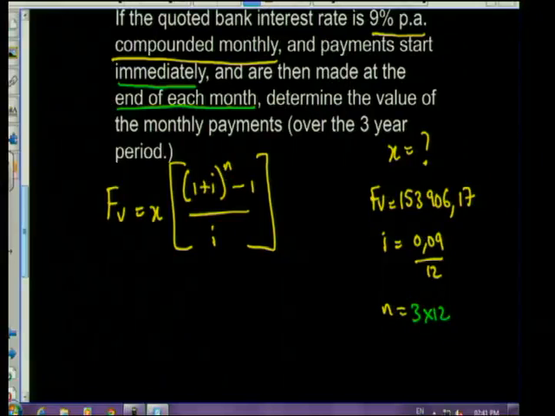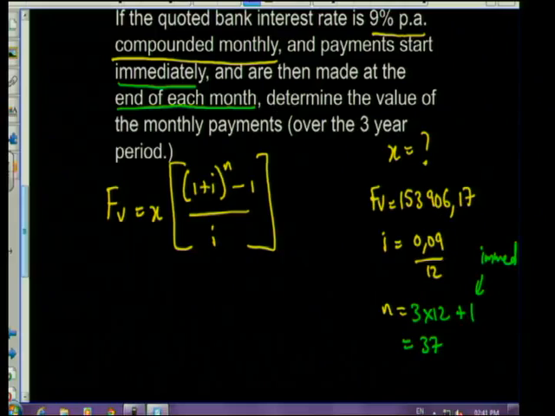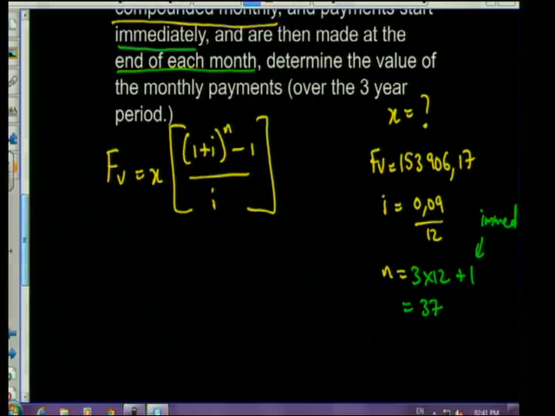Over 3 years, because there are 12 in each year, because it's monthly, there would be 36. Remember, immediately usually means an additional payment if you then pay at the end of each month. And so n is going to be 37. Now substitute everything into my formula, and then I'm going to solve using my calculator. So let's just substitute in.